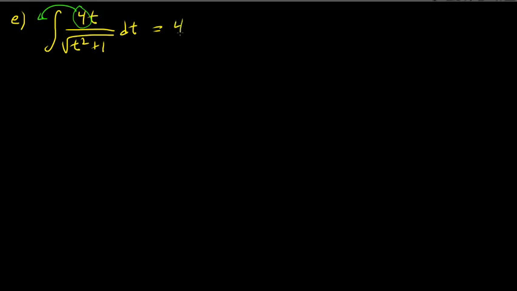Okay, so I guess we'll do E as well. So E is the definite integral of 4 times t over the square root of t squared plus 1 with respect to t. Okay, so notice that the 4 is a constant. We can easily just bring that outside. I mean, you don't have to, but I prefer to do it that way. And then the denominator is just t squared plus 1 to the 1/2.